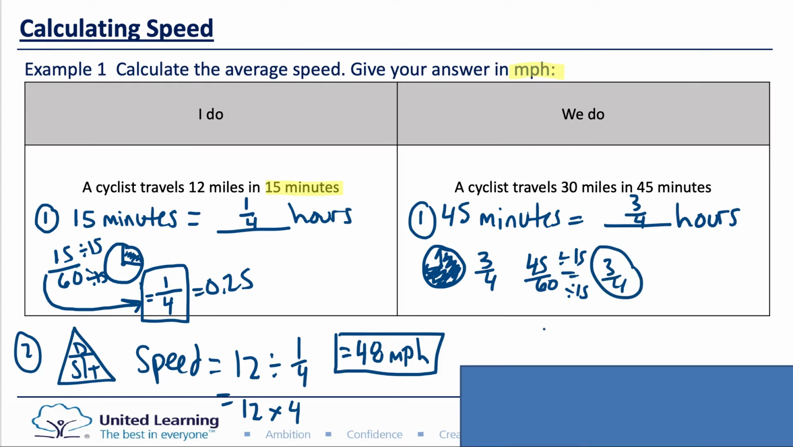So it looks like the speed formula we're going to use. Again, I'm not going to copy it just to save myself some time, but you should have this written down and then this written down. So I'll write that last part. So speed equals 30 divided by 3/4.